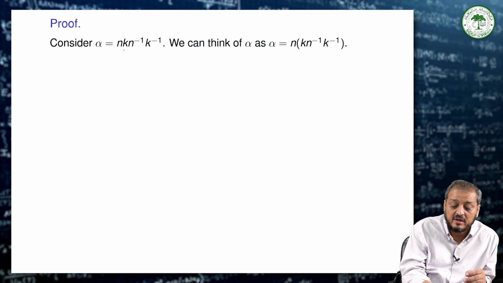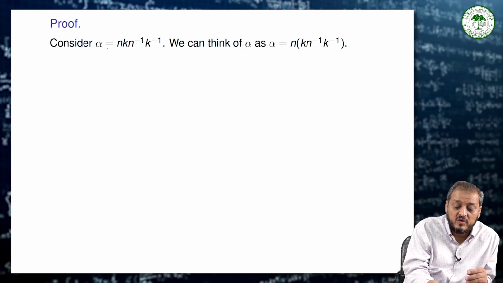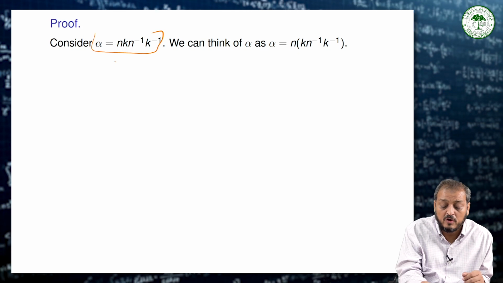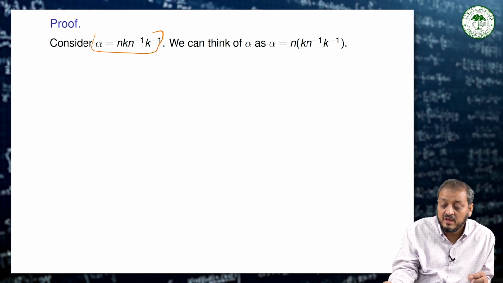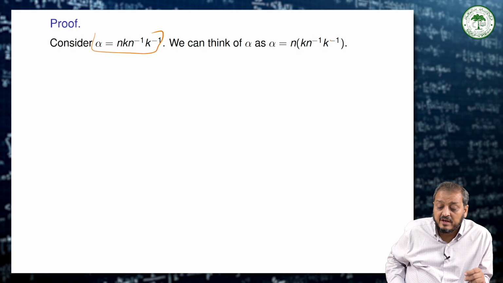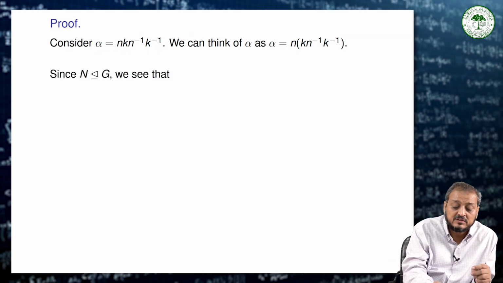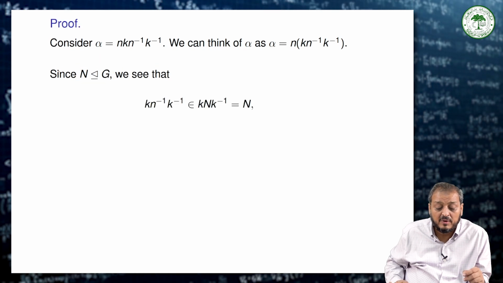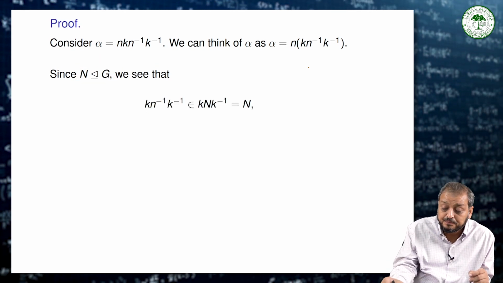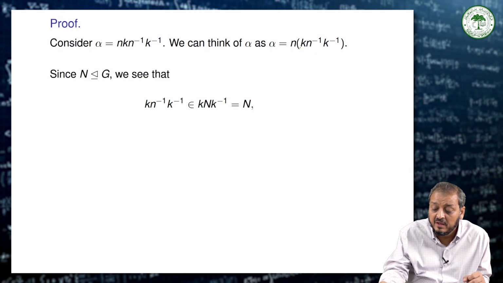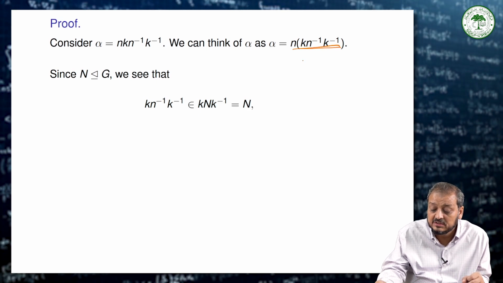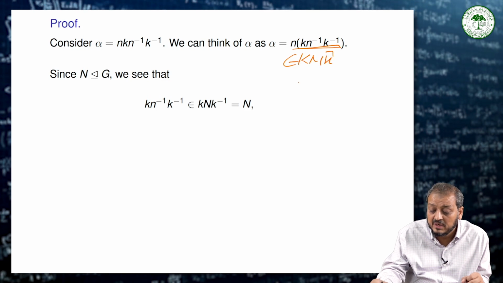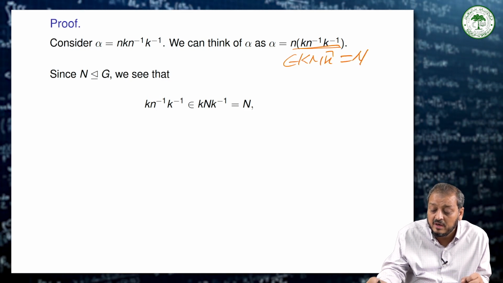Consider nkn inverse k inverse, which we denote as alpha. Writing it in this form, n k n inverse k inverse, since N is normal in G, the element k n inverse k inverse is an element of N, and this is equal to n.